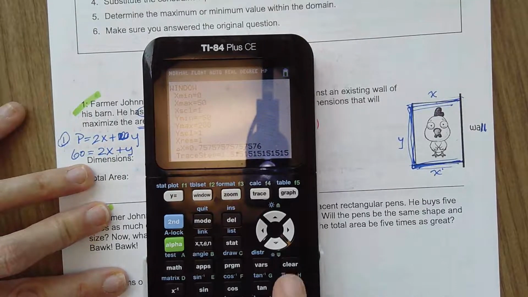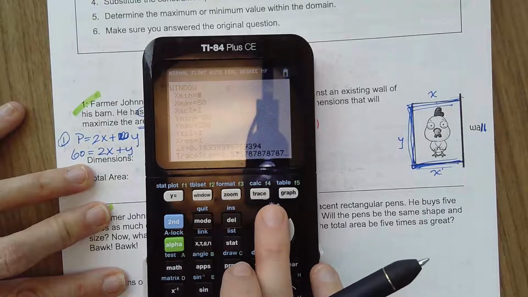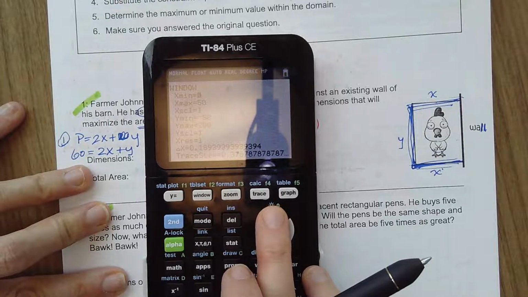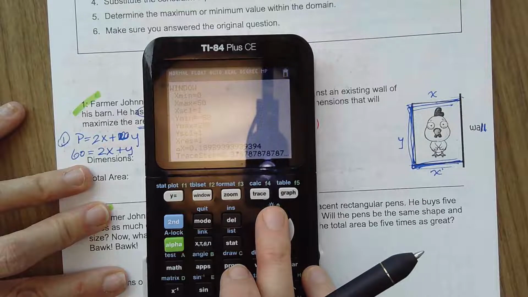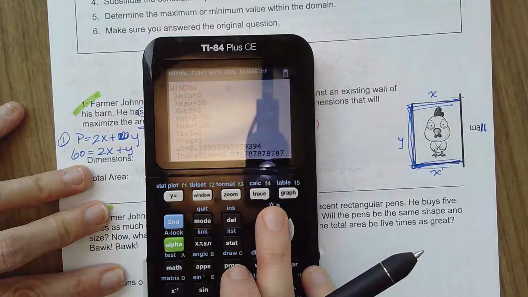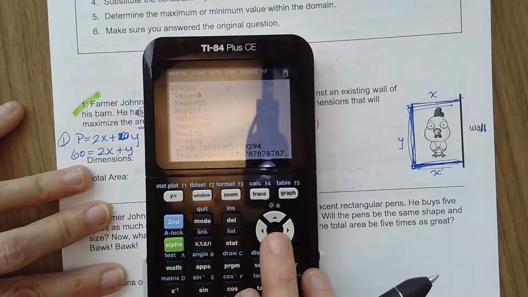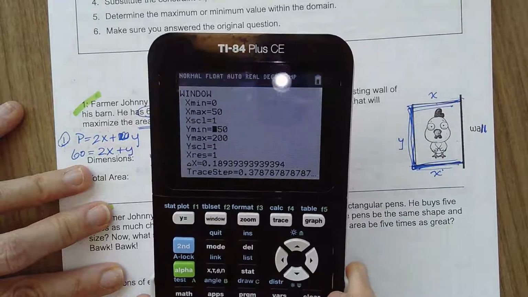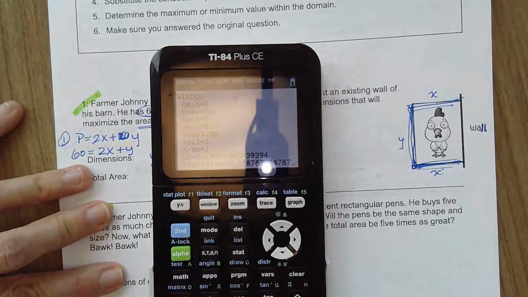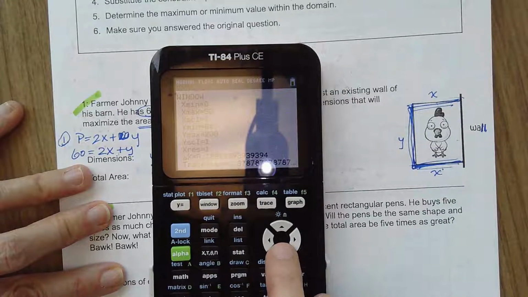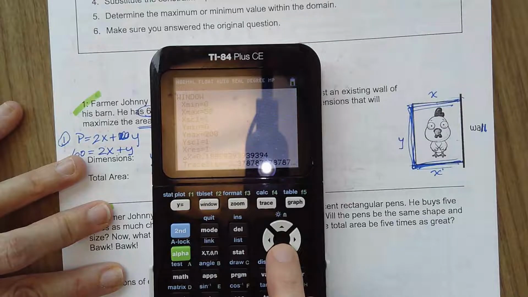Because remember it was too much. And then since we're talking about area and perimeter, we're not given negative values. I can't have a negative perimeter or negative area. So I'm going to keep the y min and x min at 0. I mean, you can make it a little bit lower, like mine is at -50 here if you want. Doesn't really matter. The y max actually needed to be a lot bigger.